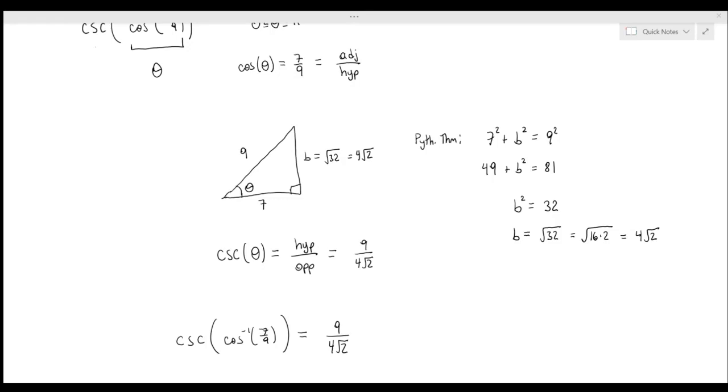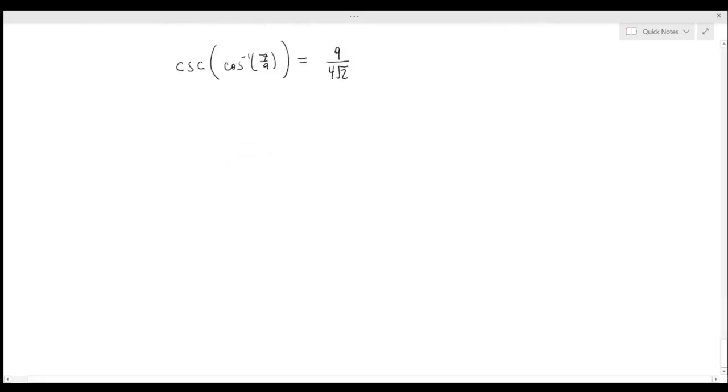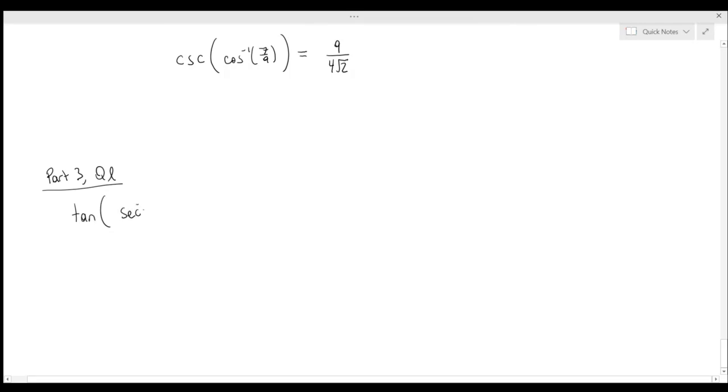All right, so then let's take a look at part L now, or question L. So here we have the tangent of the secant inverse 13 over 6. All right, so this one's similar to question K that we just did. We just have different trig functions involved. So I'm going to start with the secant inverse on the inside.